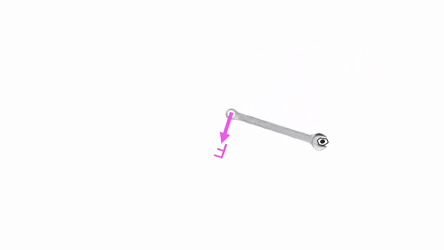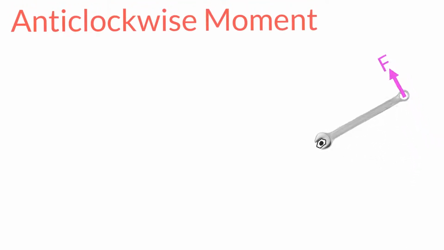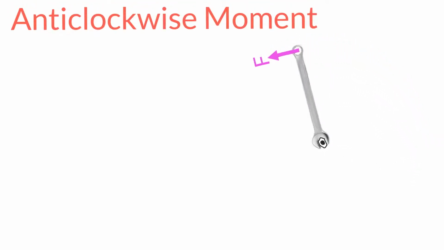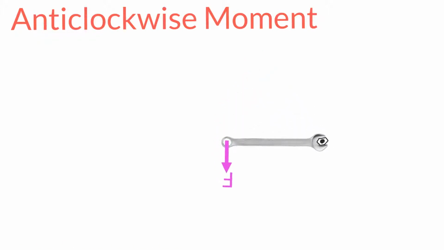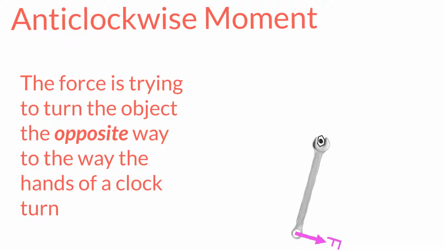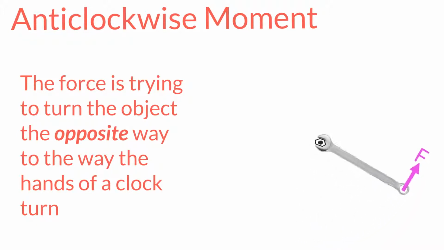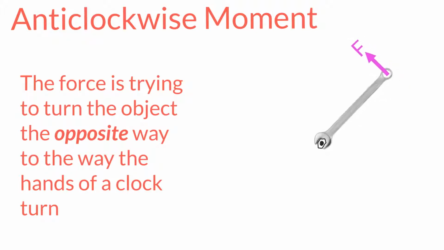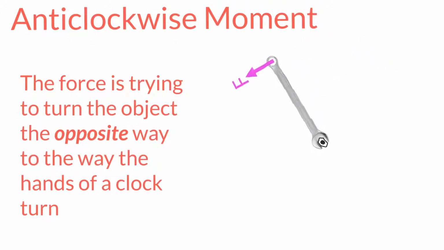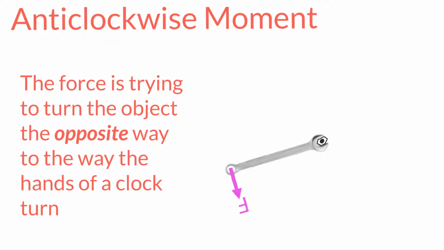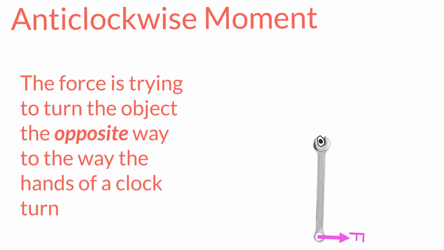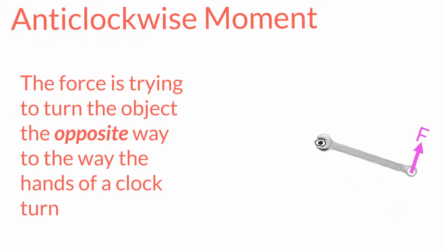Now if we push up on the right, or indeed down on the left, we create the opposite moment. And because the spanner is now moving the opposite way to the way the hands of a clock would move, we call that an anticlockwise moment, because the force is trying to move the spanner the opposite way to the way the hands of a clock would move. And you can see if you're pushing down on the left, you create an anticlockwise moment. And if you're pushing up on the right, you're creating an anticlockwise moment.